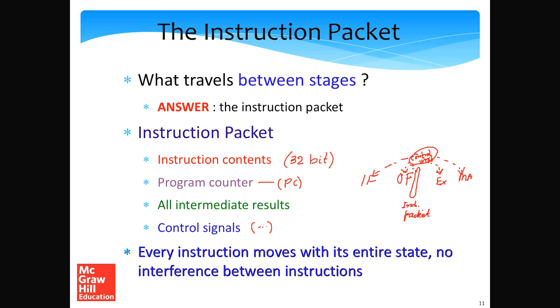And what does it contain? It contains the contents of the instruction, right? The 32-bit representation of the instruction. It contains the program counter, the PC. It contains all the intermediate results that would be required in the subsequent stages. And it contains all the control signals that are required to control multiplexers in the subsequent stages. So this is the entire state of the instruction that moves across stages.